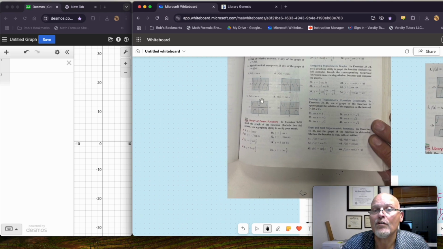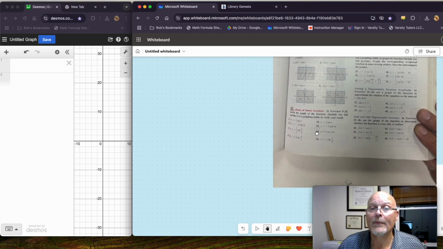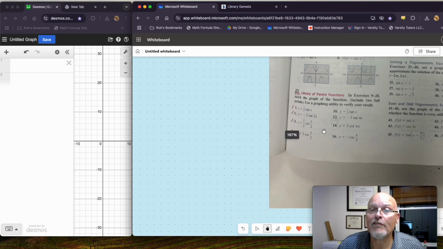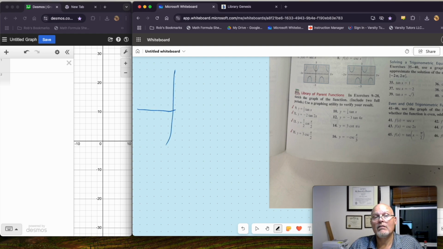So now we'll also use these as the parent functions. The next is going to be transformations of the parent function. So let's take a look at that. Here I have 1/2 of tan x. So I'm going to start with my parent function. Pi over 2, pi, 3 pi over 2, 2 pi. I know for tangent my asymptotes are where cosine is 0, which is pi over 2 and 3 pi over 2.